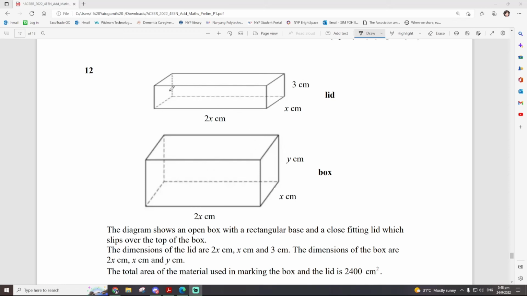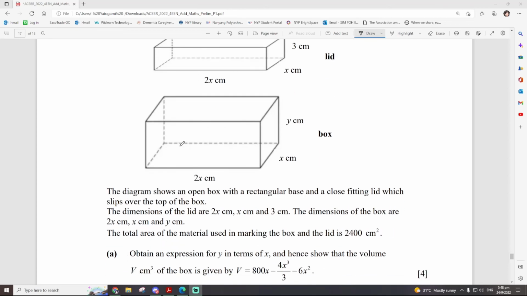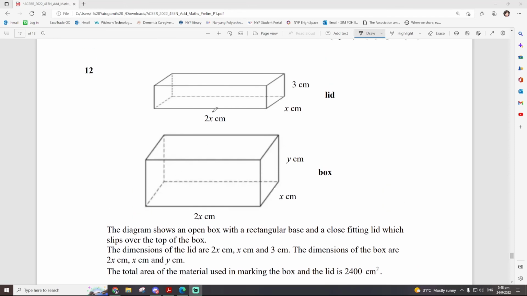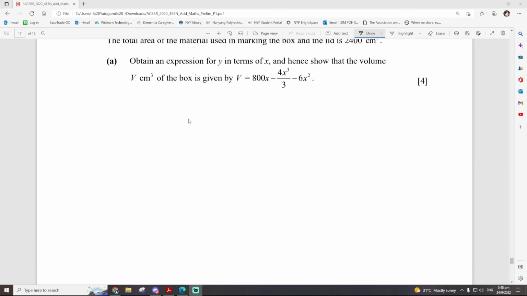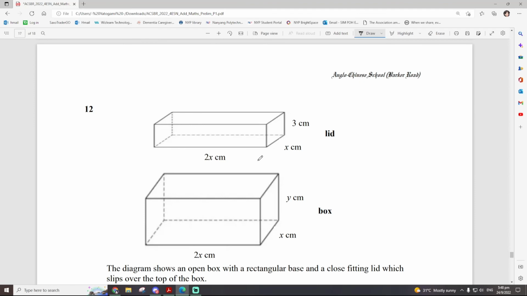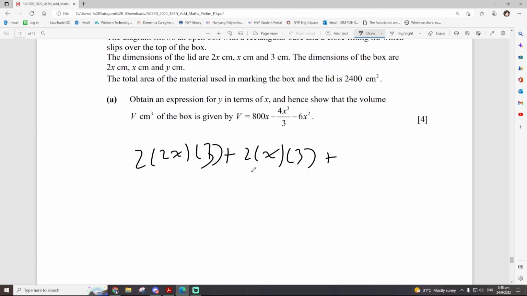For the lid, every side is counted except for the bottom part, and for the box, every side is counted except the top part. So we will have to consider 2x, x plus. Okay, so we get 2x 3 plus 2x3 plus, then we need to consider the opening, so that is 2x squared.